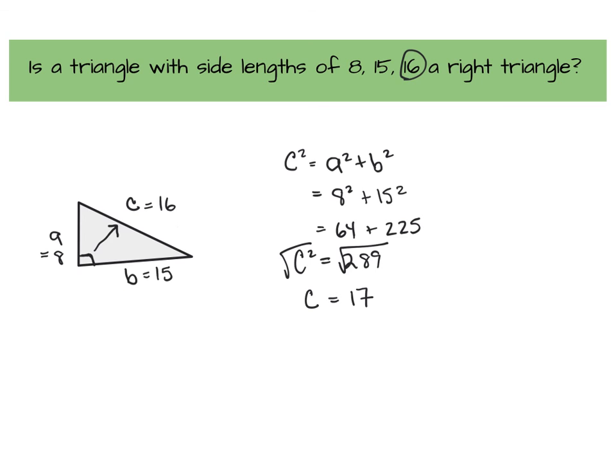All right, so let's go back and see what information they gave us. They said side length of 16, and we know, using Pythagorean theorem, if it's a right angle triangle, C would need to be 17, and because those two aren't equal, this is not a right angle triangle.